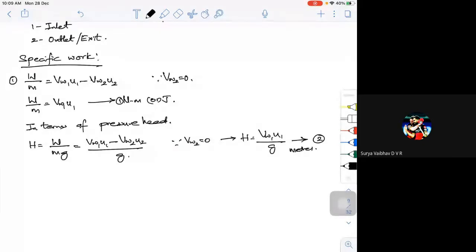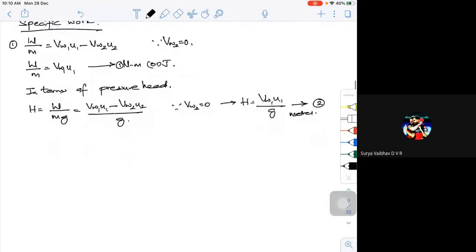Now one more thing. When I am trying to analyze the flow in a Francis turbine, I will try to look into the discharge. The discharge Q is given by the area of the flow into the velocity of the flow. So I can write Q is equal to the area of the flow at the inlet into the velocity of the flow at the inlet, which will be equal to the area of the flow at the exit into the velocity of the flow at the exit.